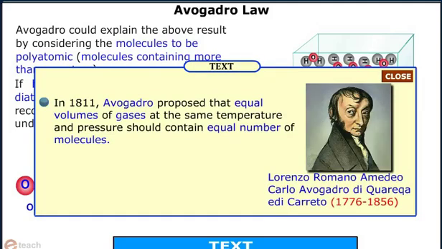In 1811, Avogadro proposed that equal volumes of gases at the same temperature and pressure should contain an equal number of molecules. Lorenzo Romano Amedeo Carlo Avogadro di Quaregna e di Cerreto, 1776 to 1856.